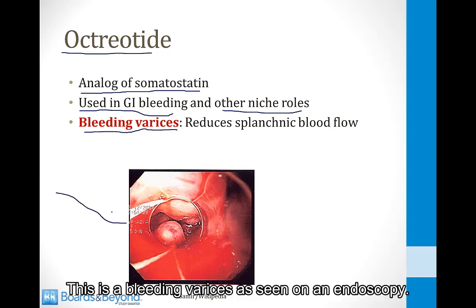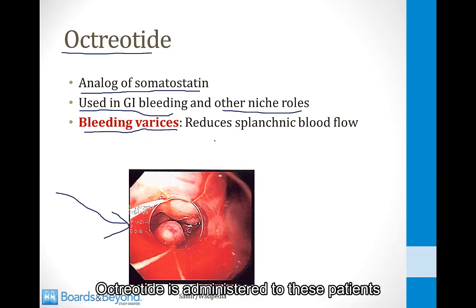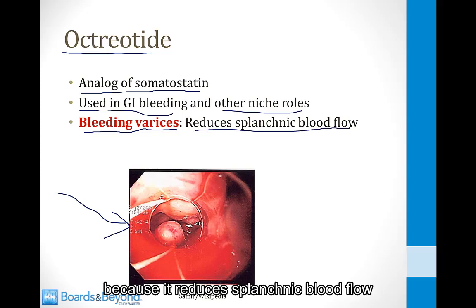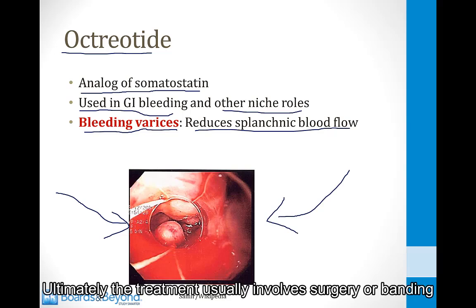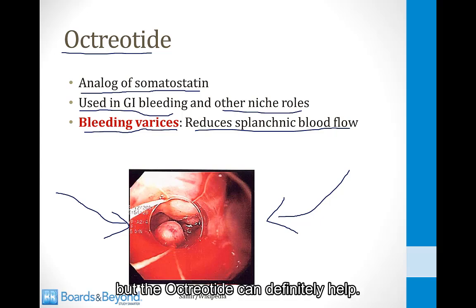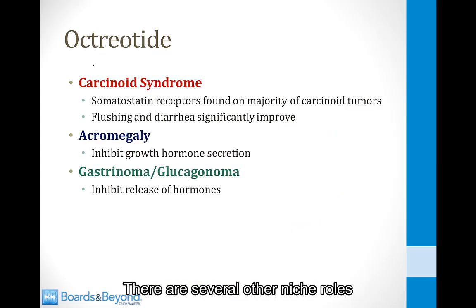And when these blood vessels bleed, these patients can exsanguinate and die. This is a bleeding varices as seen on an endoscopy. Octreotide is administered to these patients because it reduces splanchnic blood flow and it decreases the amount of bleeding from these bleeding varices. Ultimately, the treatment usually involves surgery or banding so that they stop bleeding, but the octreotide can definitely help. There are several other niche roles where octreotide is useful.